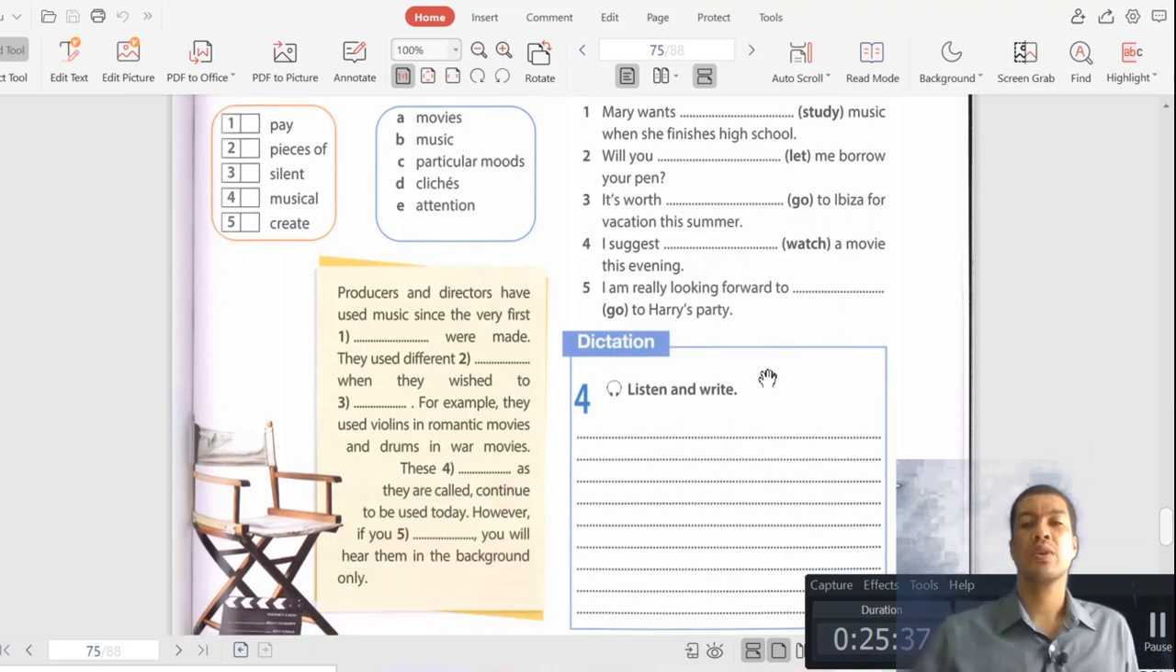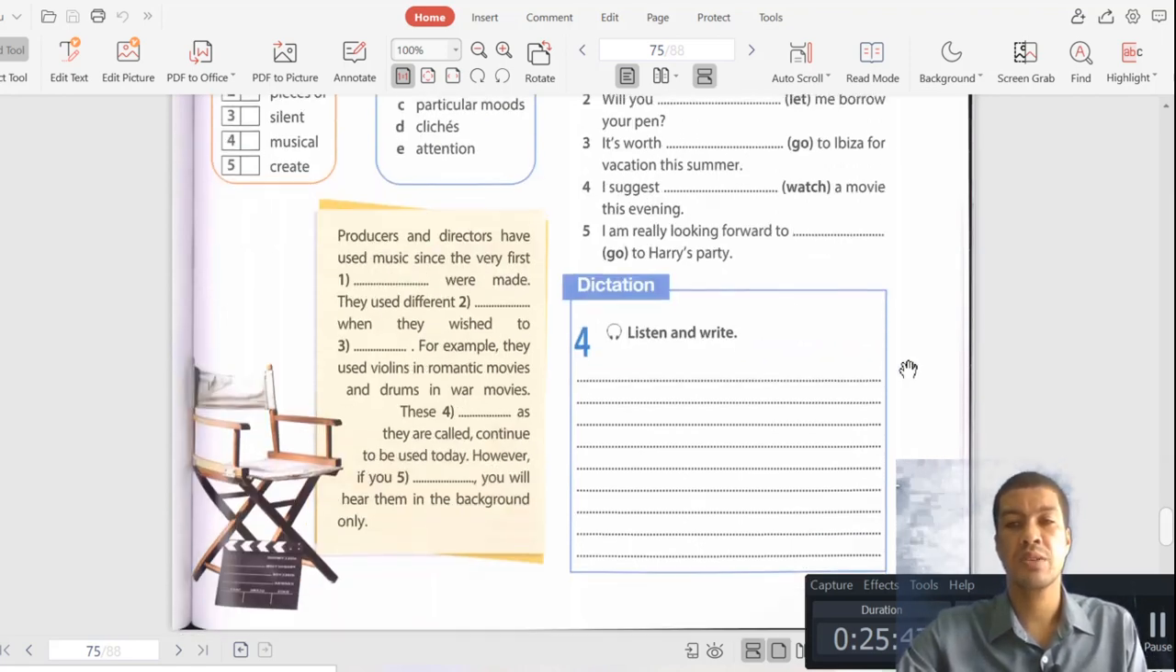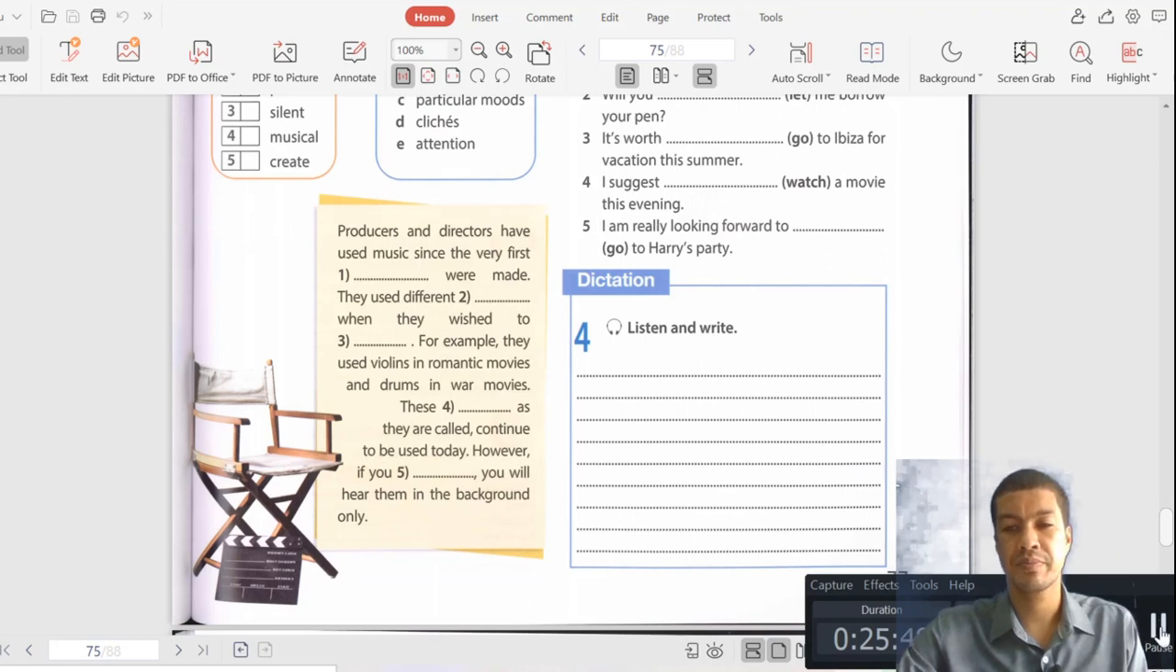All right, moving on to our dictation. I will play the dictation for us, and I will give us the answers later on as well. So pay close attention to the dictation, and then we will take it from there.